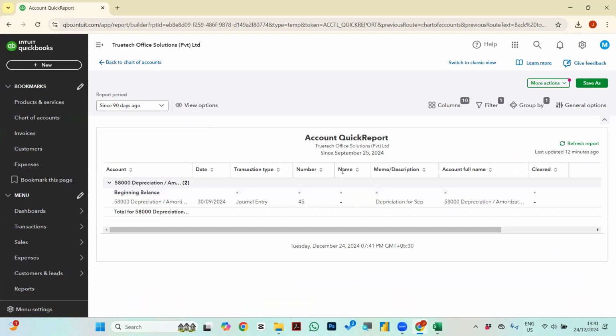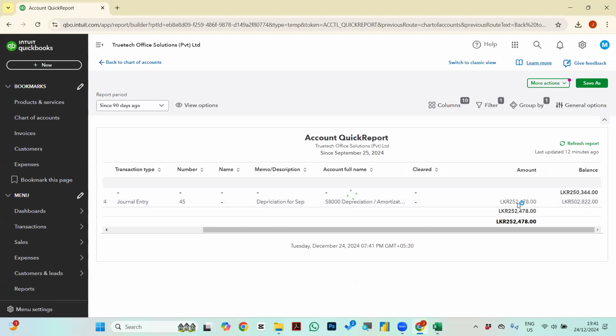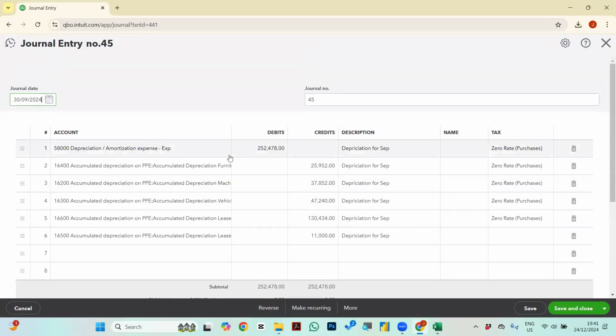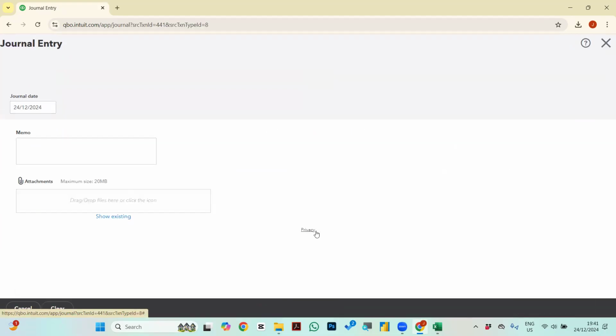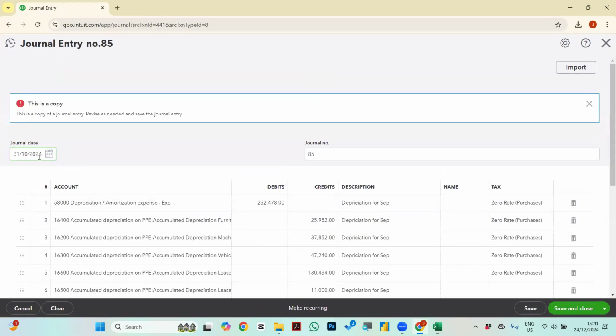Again, if you have any questions, please ask me, no problem, because it's quite important. I'm gonna click this previous one. This is the last month depreciation. I'm gonna simply go and make a copy. This is 30th of September. I'm gonna copy this. I'm gonna put 31st October.